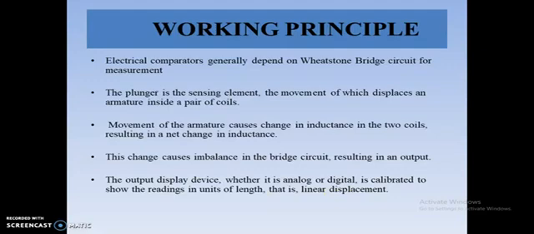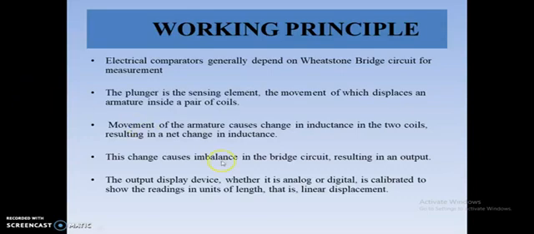This electrical signal can be read from a display unit, which is calibrated to show the readings in units of length. That means the movement of the plunger causes displacement of the armature. The displacement of the armature causes change in the inductance of the two coils. As the inductance changes, the balance condition of the Wheatstone bridge is broken. When the balance condition is broken, a current flows through the galvanometer.